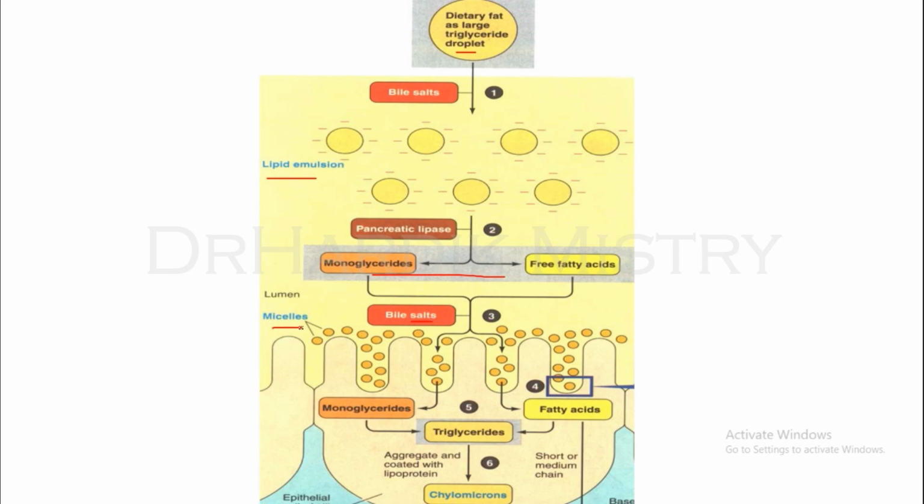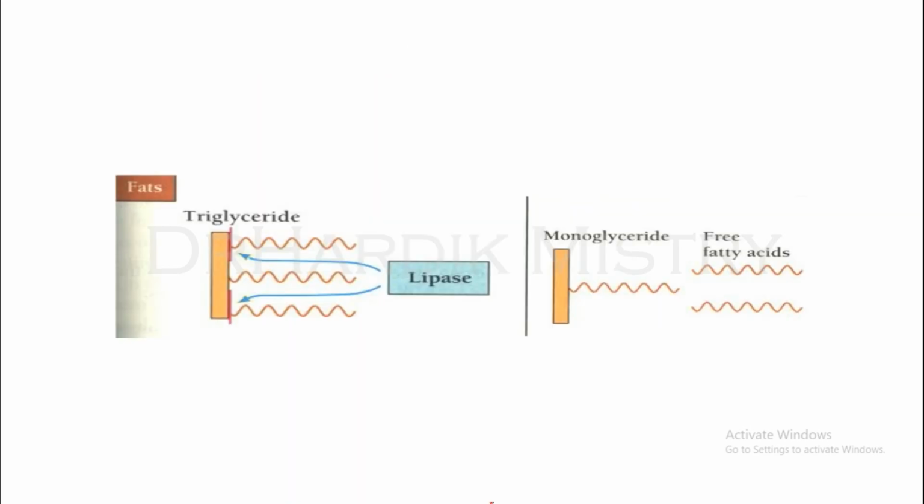The micelle is a type of structure or pouch in which different monoglycerides and free fatty acids are present, and the micelle enters via passive diffusion into the intestinal luminal cell, where these monoglycerides and fatty acids again combine to form triglycerides. These triglycerides aggregate at one place, and once coated with lipoproteins, they are known as chylomicrons. Now, we only have one lipase enzyme, pancreatic lipase, and this converts triglycerides into monoglycerides and free fatty acids.